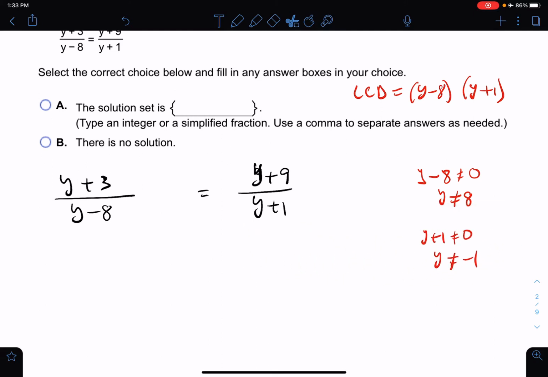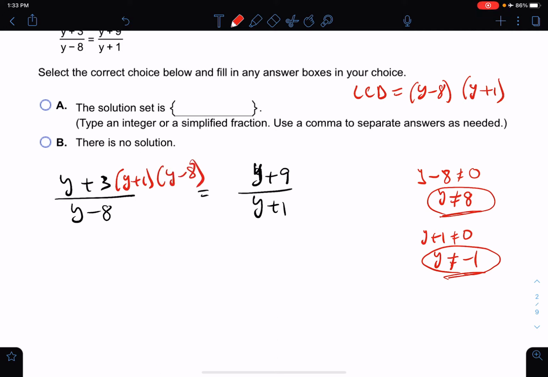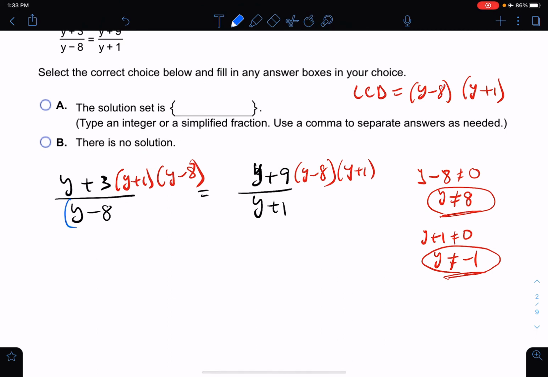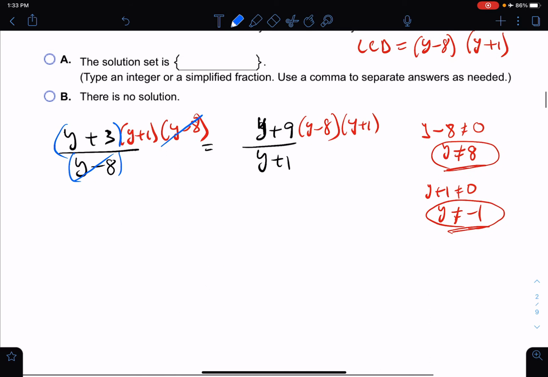Okay, and we continue with the problem. We got to go back to this in the end to check our solution. Okay, let's multiply by the LCD, which is y plus 1 times y minus 8, and y minus 8 times y plus 1. Let's go ahead and reduce common factors like y minus 8 and y minus 8. And now we're going to have to multiply.